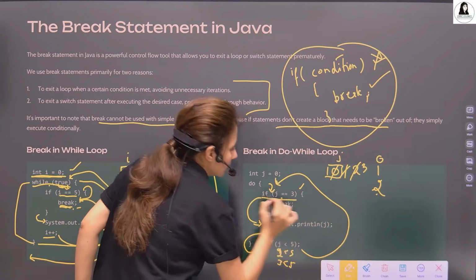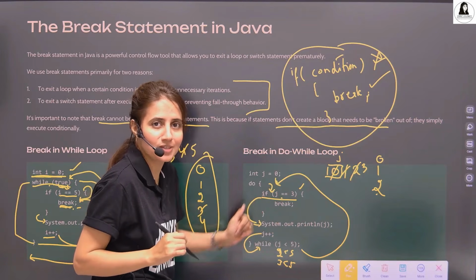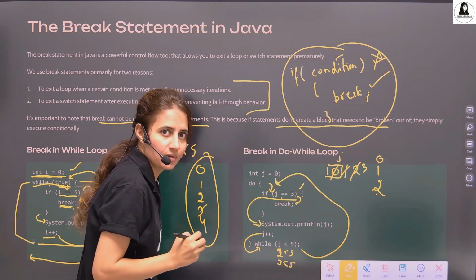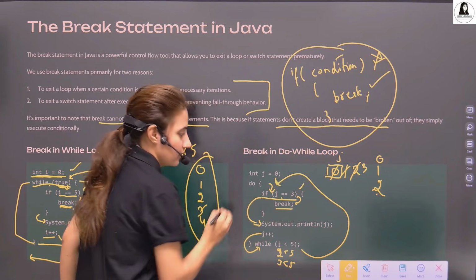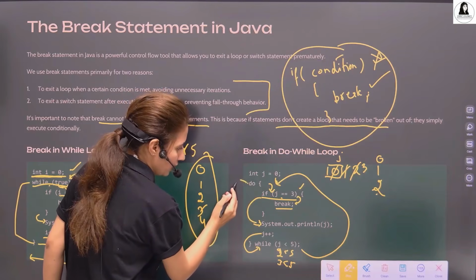But now, is this condition true? j equal to 3. Yes. This time this condition is also true. Now control will enter here. Here the control will get break. Break means out of this do while loop.